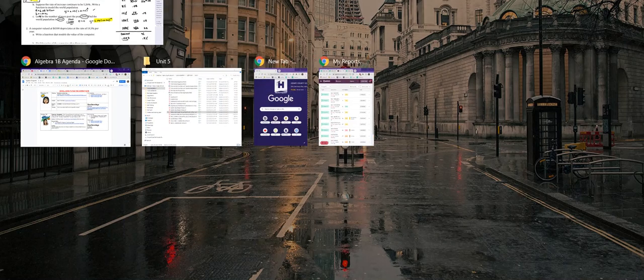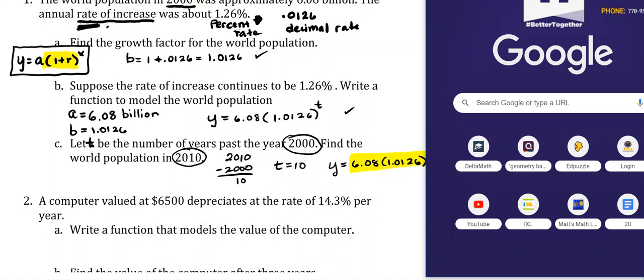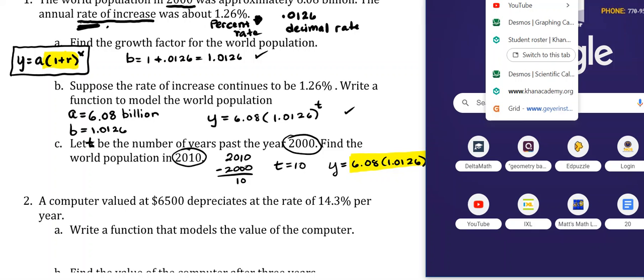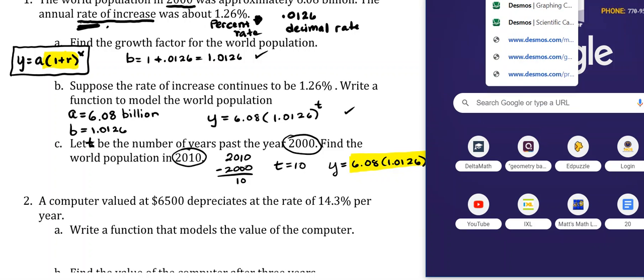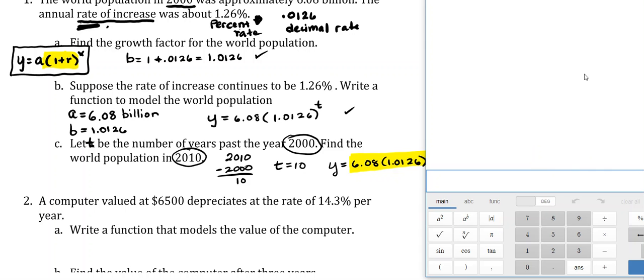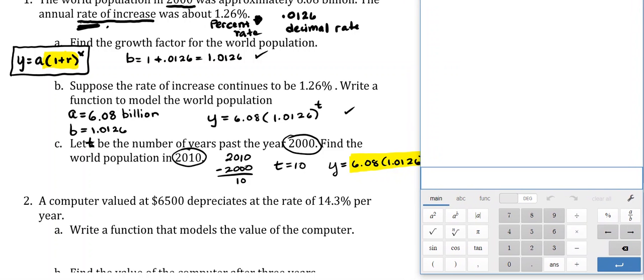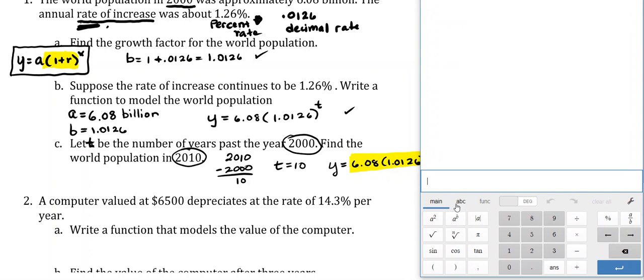I didn't want to change screens, but I'm going to. Here we go, www.desmos.com scientific. I can't make it smaller, so 6.08, parentheses, 1.0126 raised to the 10.